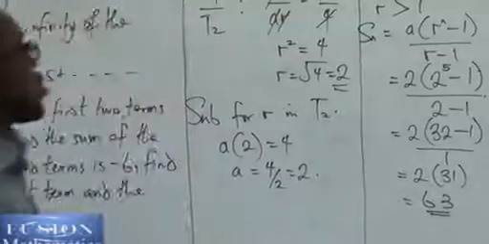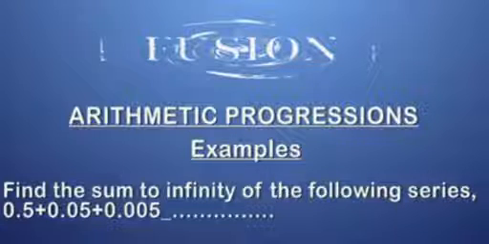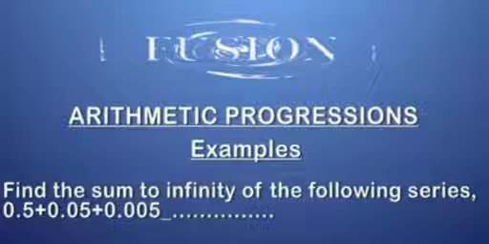Now let's look at question 2. For question 2, it says find the sum to infinity of the following series. So let's look at it. We have the following series as 0.5 plus 0.05 plus 0.005 plus 0.0005 all the way to infinity.